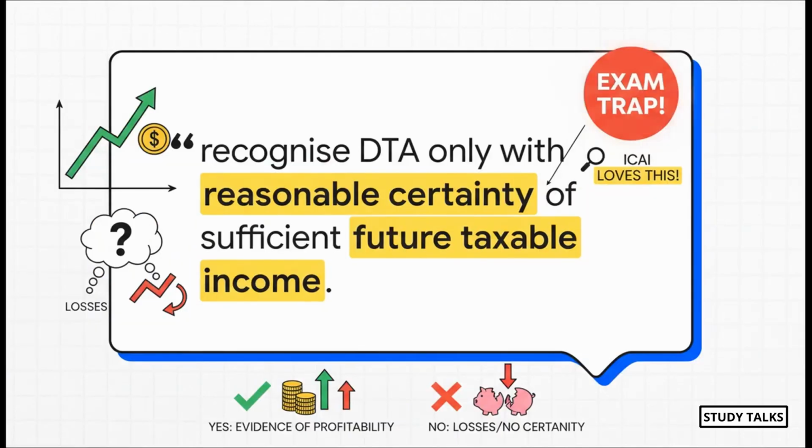But wait, there's a huge flashing warning sign when it comes to DTAs, and it's all about prudence. This is a massive exam trap. You can only create a DTA if you're reasonably certain you'll actually make enough future taxable profits to use that benefit. Think about it. It makes perfect sense. What's the point of recording an asset if you're never going to be able to use it? ICAI loves to test this by giving you a company with losses and asking if you should create a DTA. The answer always comes down to whether there's solid evidence of future profits.